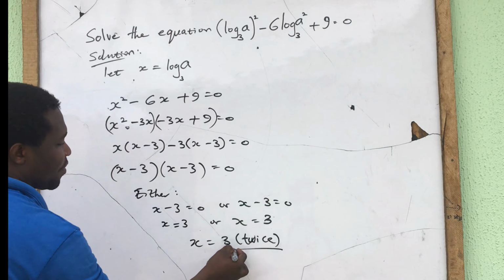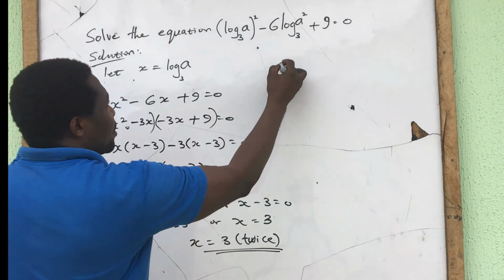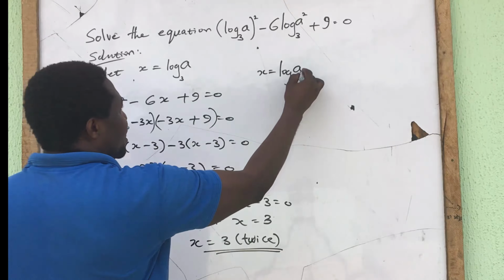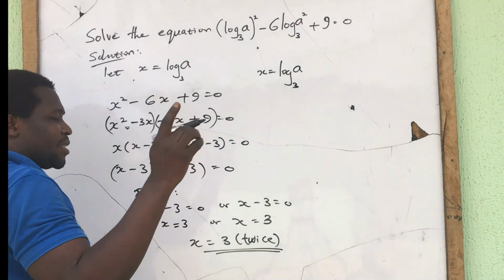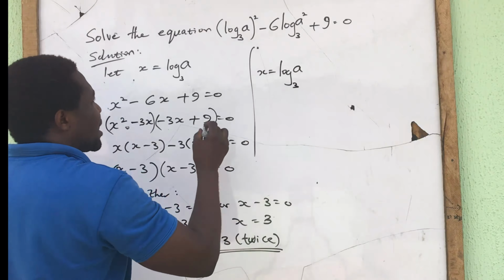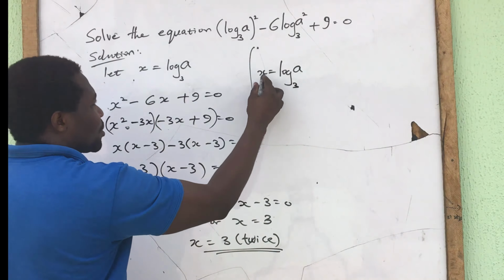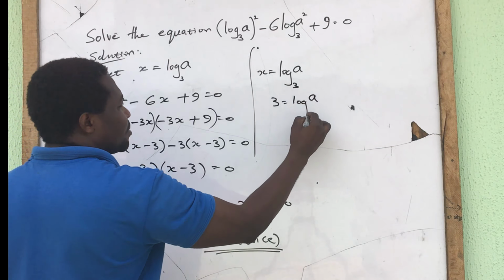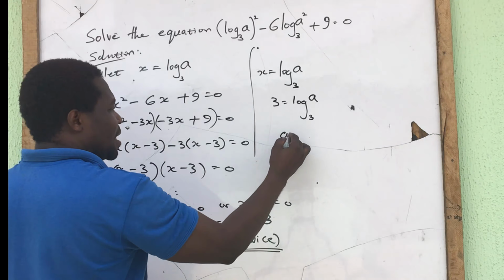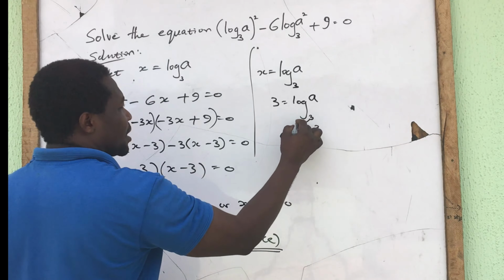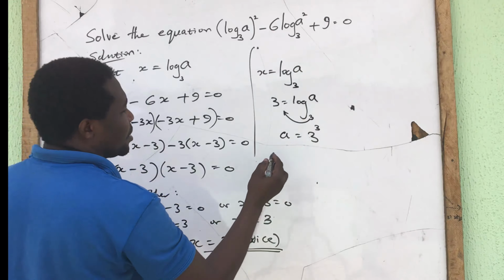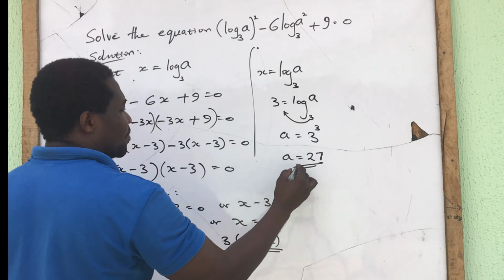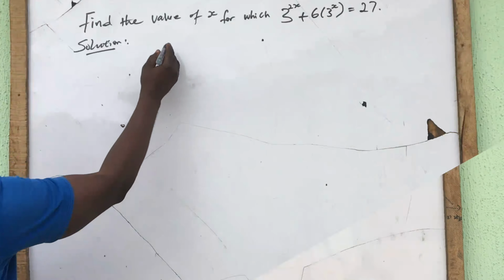So if x equal to 3, remember x equal to log a base 3. So to substitute, our x equal to 3, therefore 3 equal to log a base 3. Then a equal to 3 raised to power 3, this power to give this one. Then a now equal to 27. That's the value: a equal to 27.